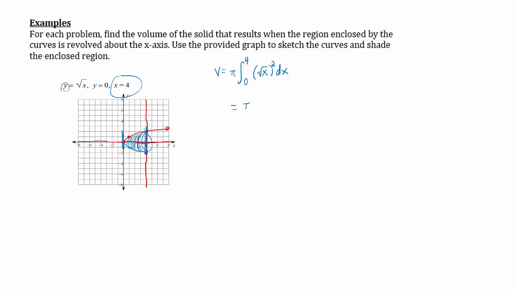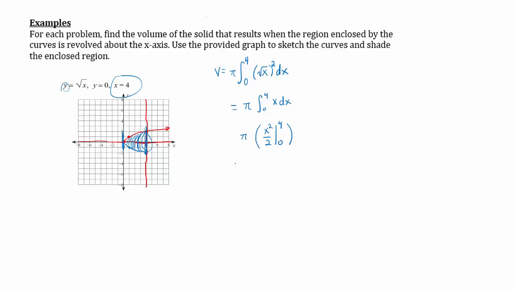So this is pi times the integral from 0 to 4 of x dx, which, not that the square root of x is that bad to integrate, but this is easier. This pi is just going to hang out outside until the very end of our problem. We're not going to worry about it until then. We're going to power rule x. So we get x squared over 2. And we're going to put in 4 and 0.